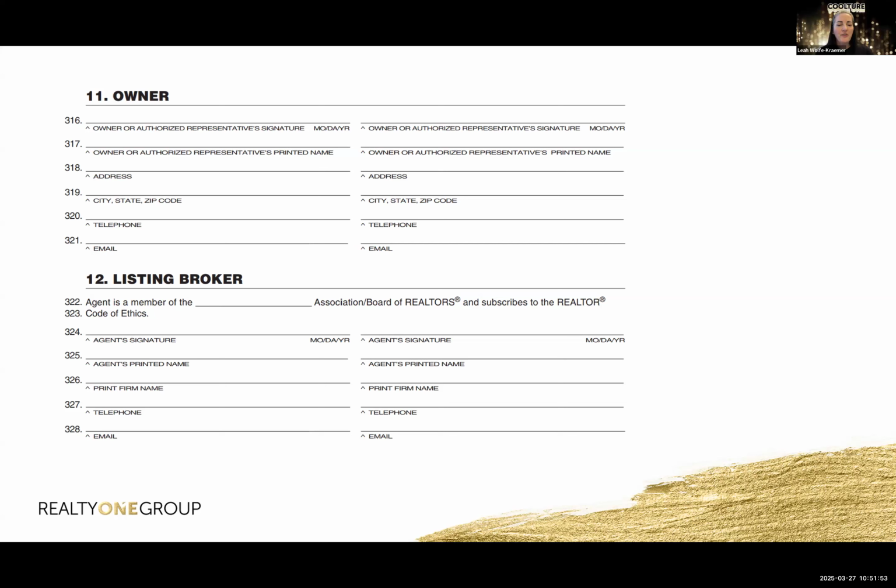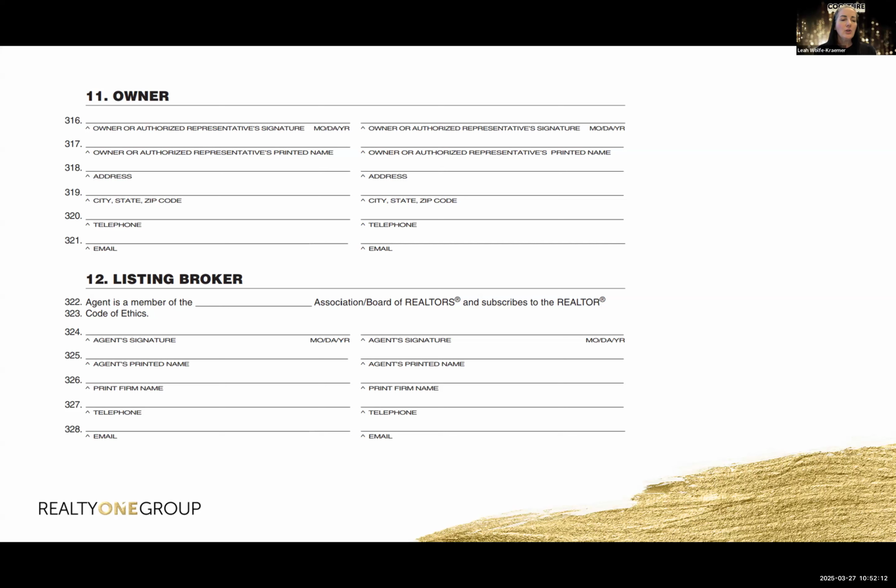So owner and listing broker, fill in the blanks, right? The majority of you, I think, on this call are members of WeServe. You might be a member of PAR. That's what would go into 322. You could be SAR or whatever the board is, but that should be your local association. Periodically, I see AAR. That's okay. But generally speaking, it's going to be your local.